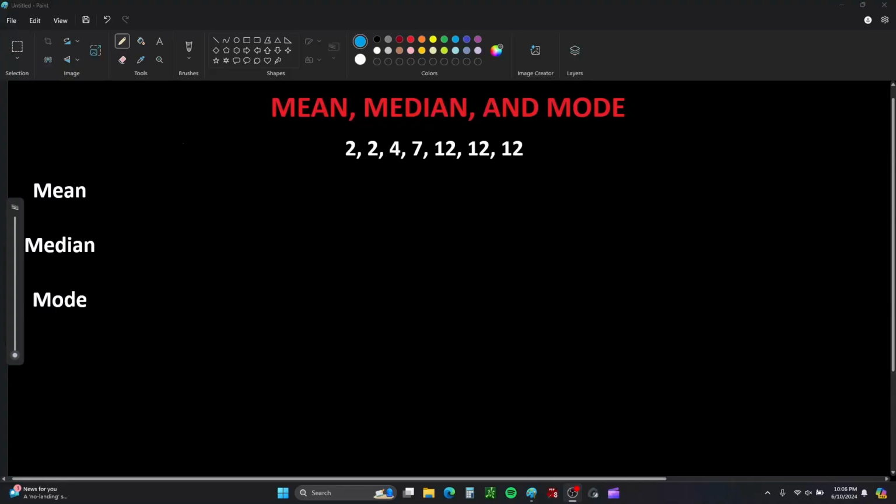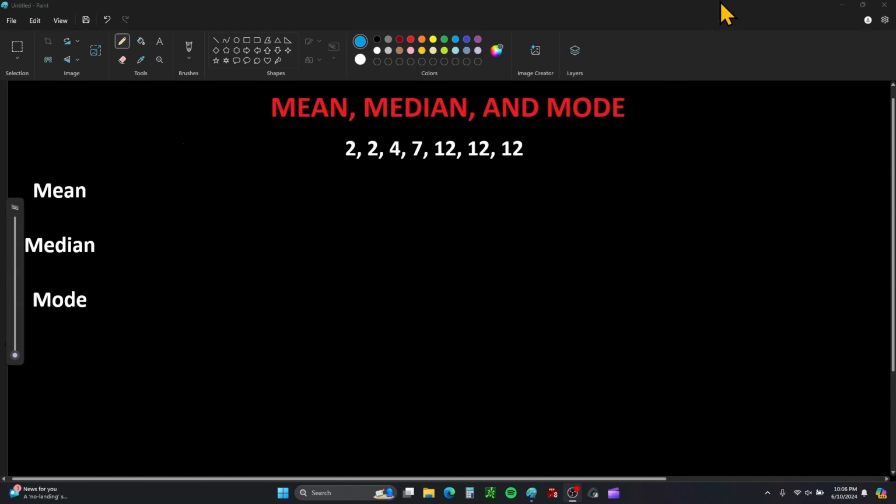Mean, median, and mode are three different ways of telling what the center of a number set is. And a number set is trying to tell a story, so to speak. And there are certain times to use each one of the mean, median, and mode. Let's talk about them one at a time.